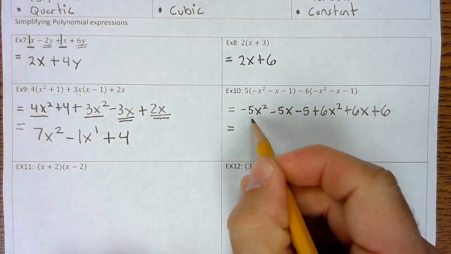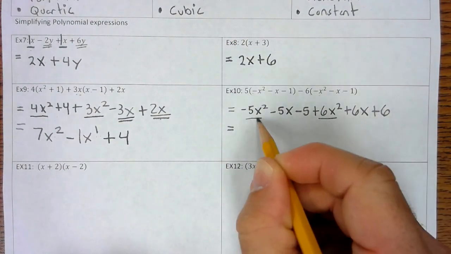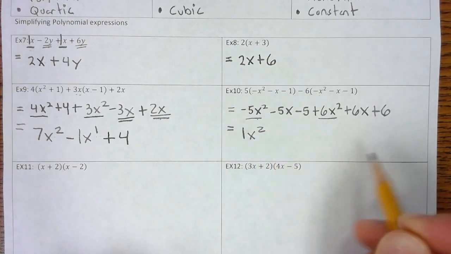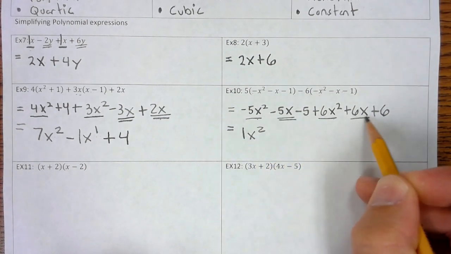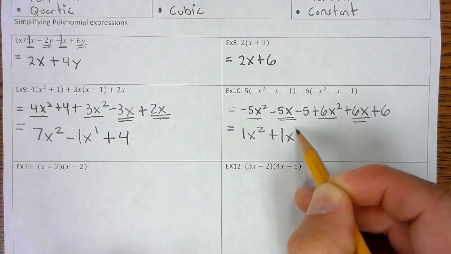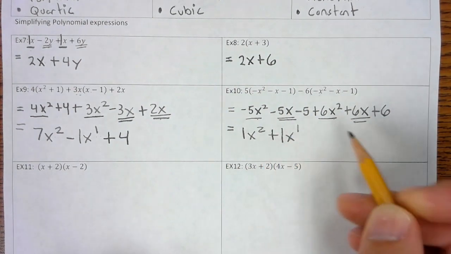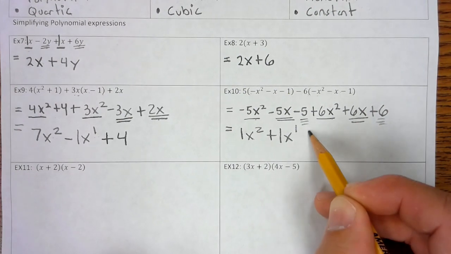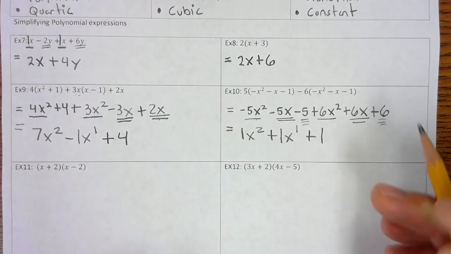So now we combine like terms. Negative 5x squared and 6x squared is 1x squared. Negative 5x and 6x is a positive 1x, technically to the first power because we go in decreasing order. And then negative 5 and 6 is a positive 1.